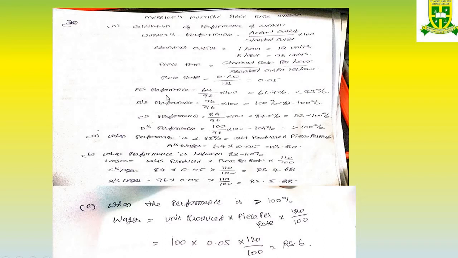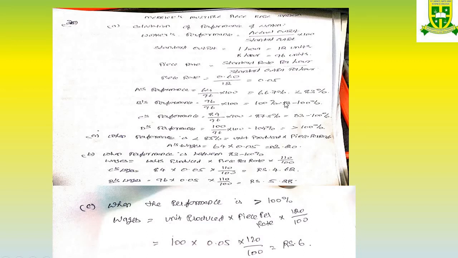Now find out the percentage of work performance of each employee. A's actual output is 64, the standard output is 96, into 100, which is 66.7. B's actual output is 96, standard output is also 96, so 100%. C's output is 84, standard output is 96, which gives 87.5. And D's output is 100, so 100 by 96 into 100, 104 is the performance of D.